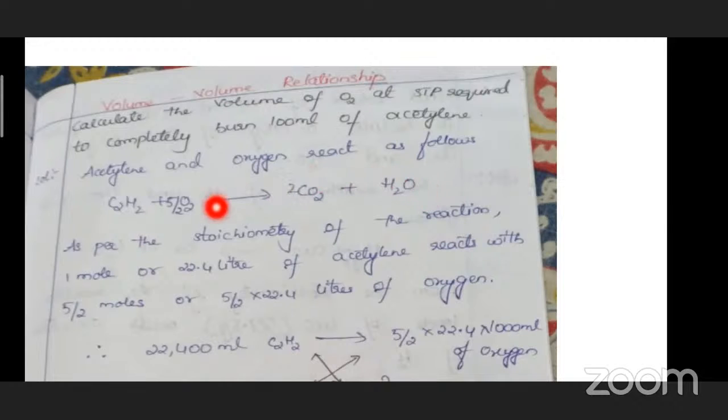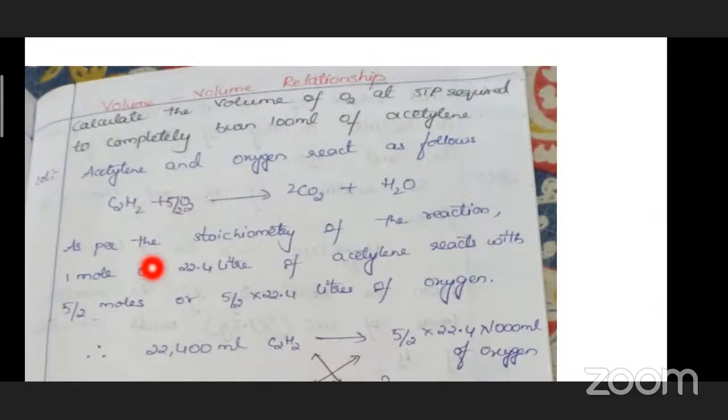Instead of writing 5O2, which would be 5 into 2, that becomes 10, I'm writing it as 5 by 2 O2. O2 has 2 atoms, so the 2 gets cancelled. So 5 oxygens we get. So this is the balanced equation.